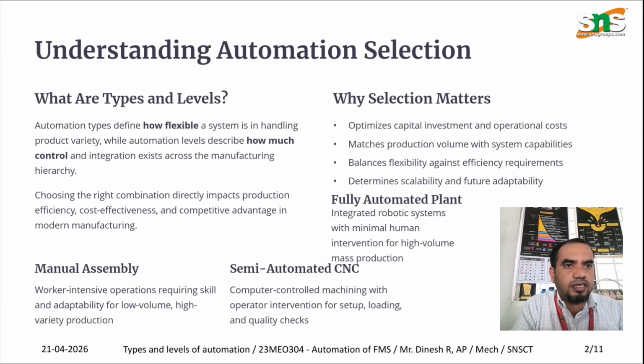Then semi-automated CNC. We have already seen what manual assembly and a fully automated plant are. When it comes to semi-automation, CNC is the best example. We know what CNC is, right? Computer controlled machining, where the operator intervenes for setup, loading, and quality check. Here it is partially automated. At the same time, the worker needs to be present in order to get the output.